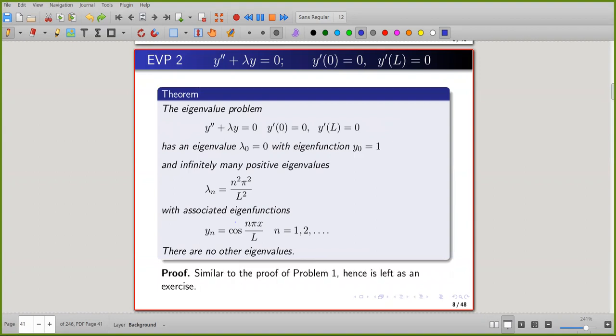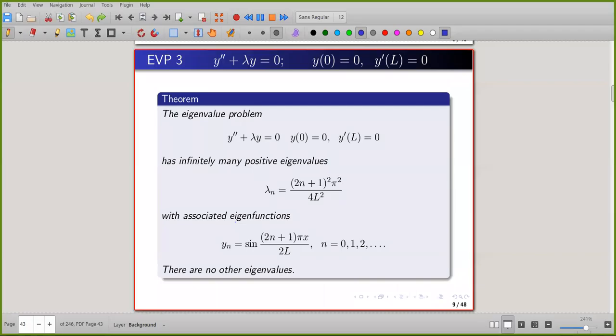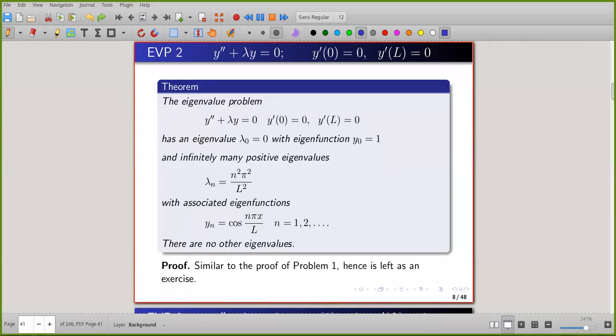So once again, the proof is okay. I have left this as an exercise, similar to the proof of problem 1. So let's look at the third one. Here the eigenvalue problem is y double prime plus lambda y equal to 0. Maybe I should just pause at this slide for a few seconds and give you a chance to think.